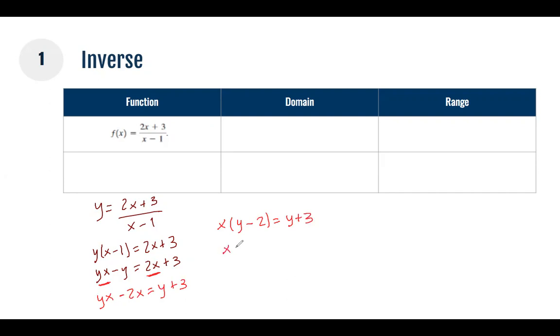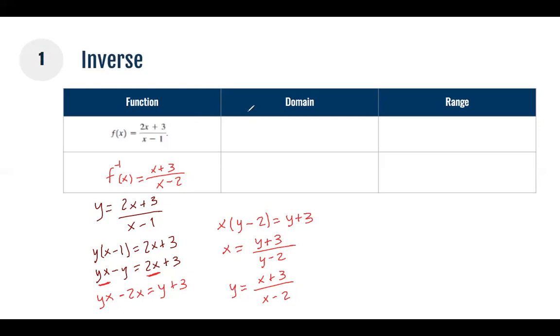Then it's just a matter of dividing by y minus 2. So x is y plus 3 divided by y minus 2. And now we have to just write it in a way where the y is going to take the place of the x and the x the place of the y. So we get x plus 3 divided by x minus 2. That's basically the inverse function. We just have to write it using the correct notation: f inverse of x is x plus 3 divided by x minus 2.